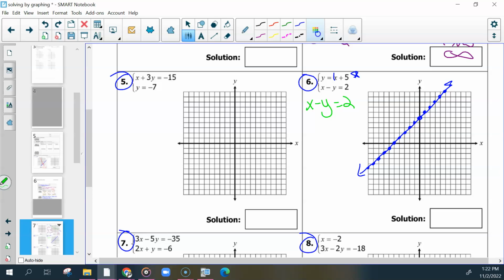Then we would need to solve the second one. Subtract x on both sides. And divide all sides by -1. Divide everything by -1. So y equals a positive x minus 2. Your slope is positive 1, so just like the last. Up 1, right 1, down 1, left 1. As many times as possible and fill up your graph.